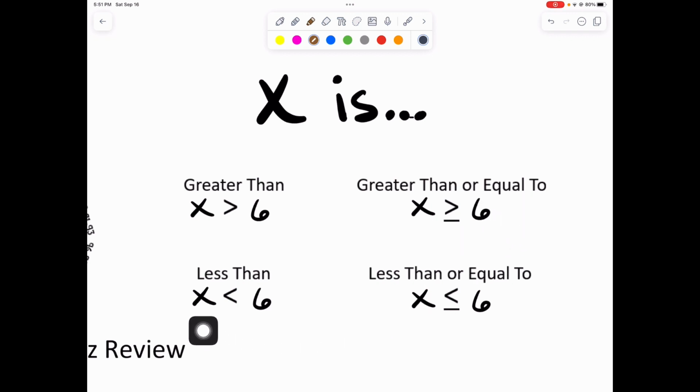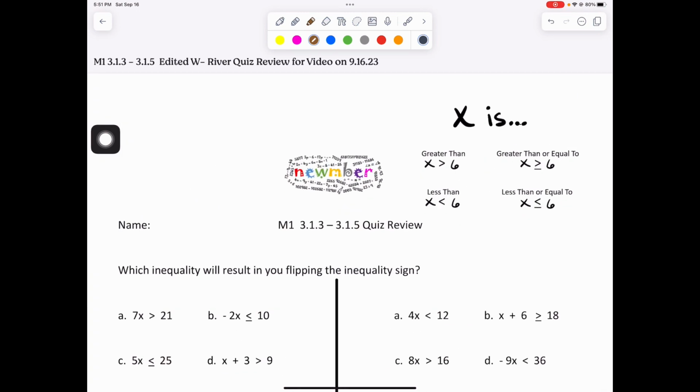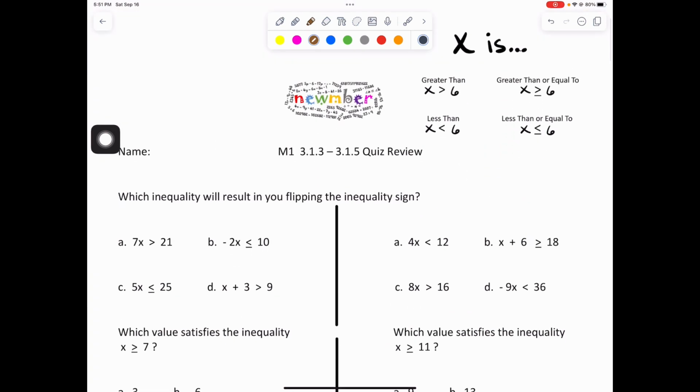Okay, x is less than 6. Take a look at the mouth of the inequality. It's now open towards the 6. And x is less than or equal to 6. Okay, now that we have that refresher, you can utilize it as you go through this independently.